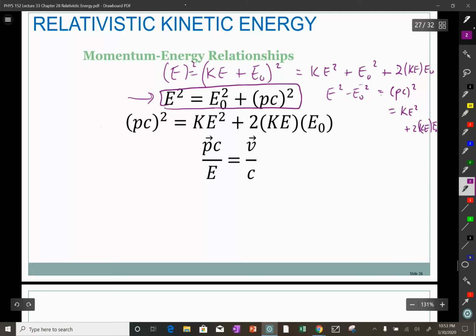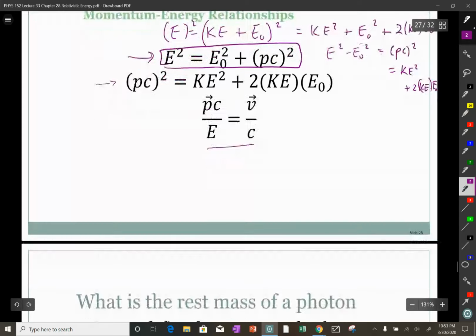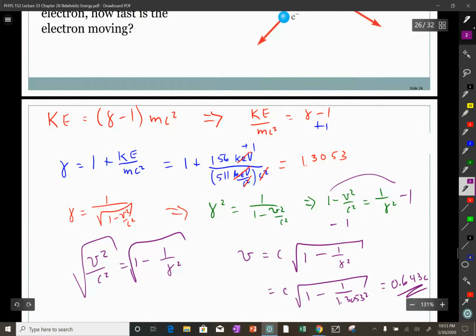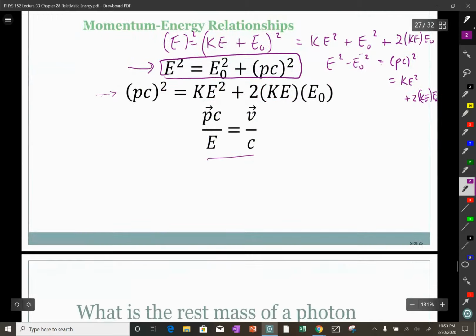Actually, probably this one here is the easiest to calculate the momentum. And then once you have that, you use this equation to calculate the speed. Anyway, I could have done it more easily with these equations. So you don't have to do things the hard way like I did here. You can do it easier using these equations.